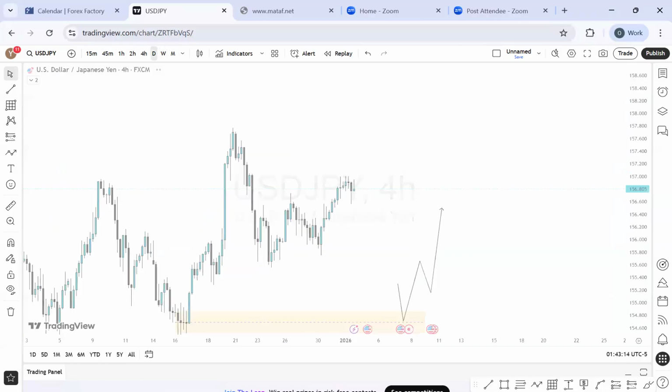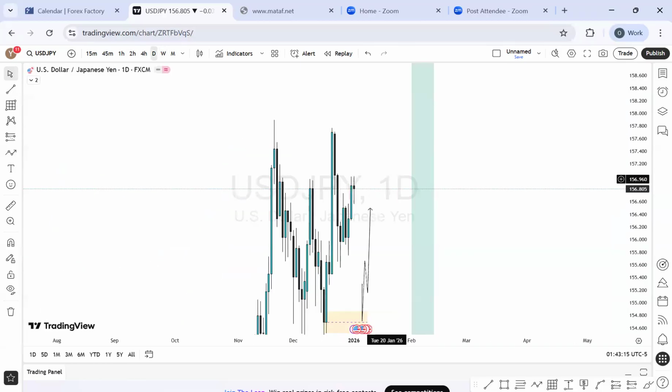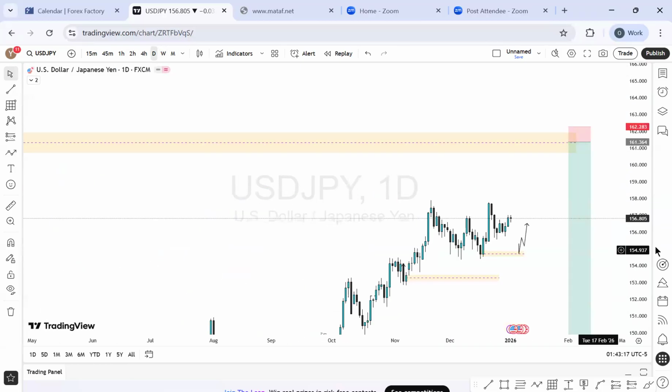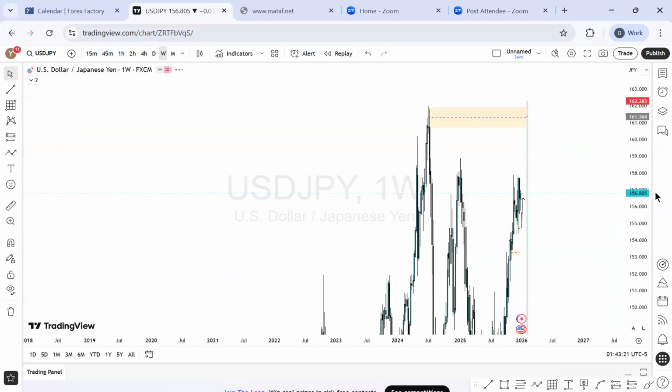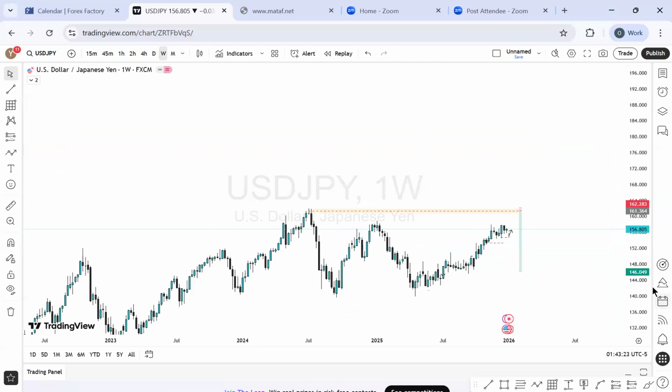Go to the daily time frame perspective and see my projection on this one. This is what I'm looking at. Even on the weekly time frame, it's even simpler, so that you have the higher time frame perspective. It will guide your lower time frame decision. And that is what I'm doing right here.